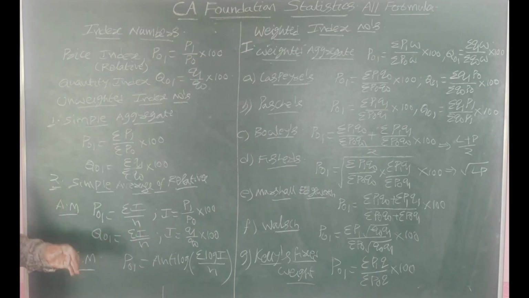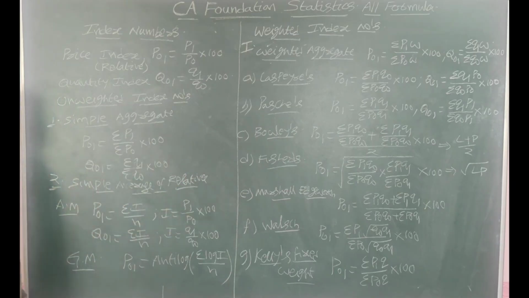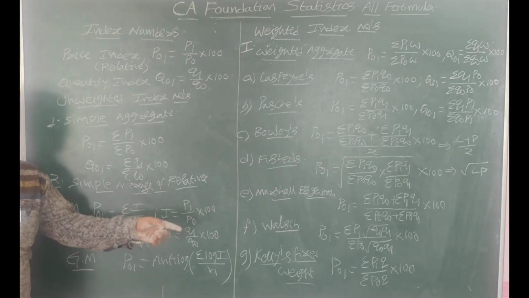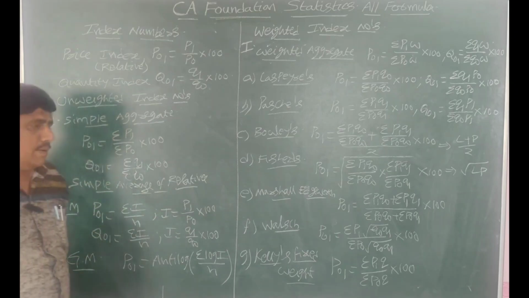Using GM also you can compute index numbers. If it is a price index number, P01 equals the anti-log of summation log I by N, where I is P1 by P0, into 100. If it is a quantity index, Q01 equals the anti-log of summation log I by N, where I is Q1 by Q0, into 100. This is about unweighted index numbers.